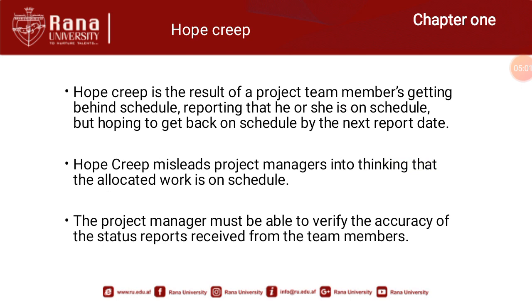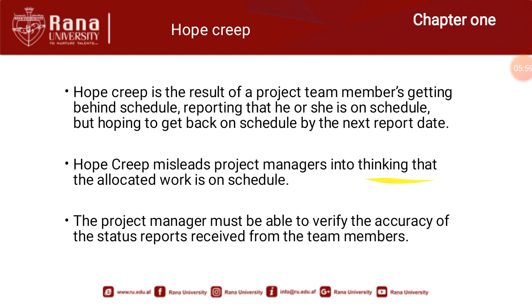Hope creep. Hope creep is different from scope creep. In short, hope creep is lying about the status of the project or task until you are caught. Hope creep involves sending misleading status reports about the project, showing that the project is on time, on budget, and on schedule, and you're hoping to get back on schedule by the next report date. Thus it leads the project manager into thinking that the allocated work is on schedule, when in reality it is not. As a project manager, you can overcome hope creep by verifying the accuracy of the status reports shared by the team members.